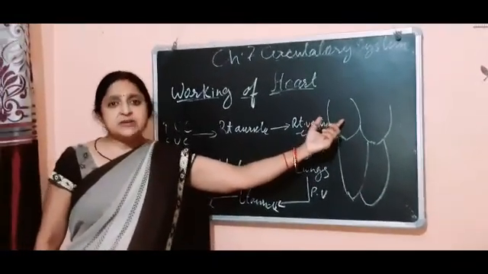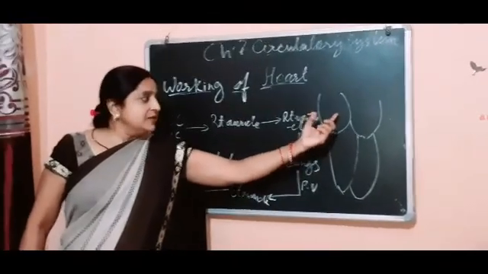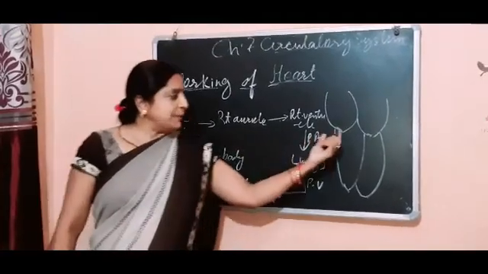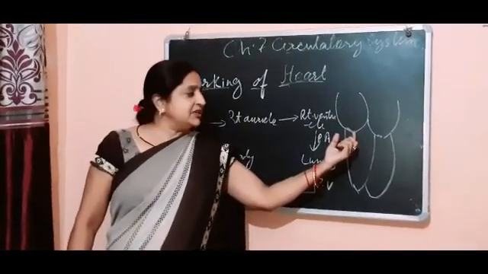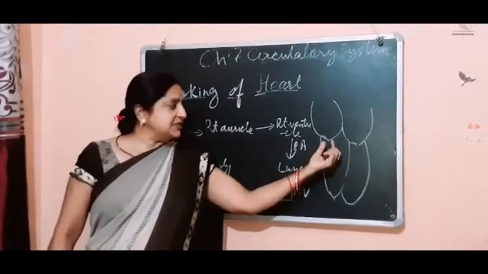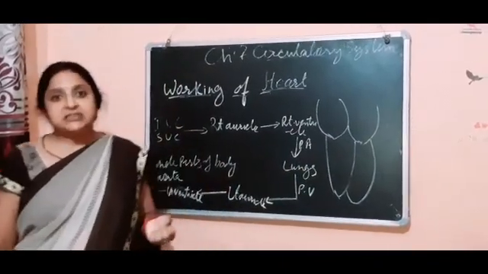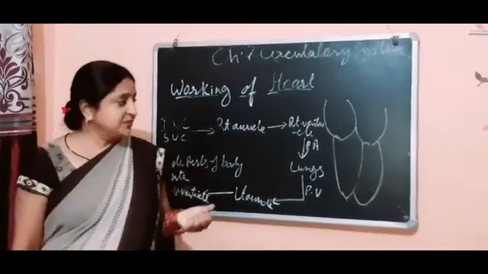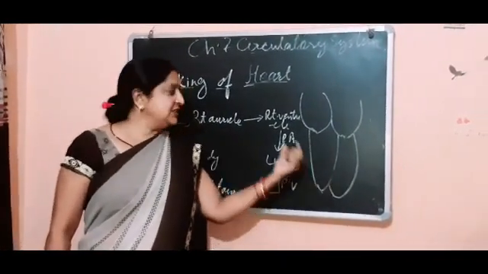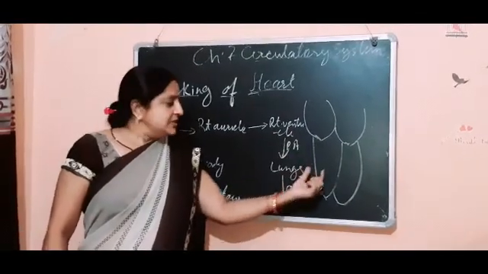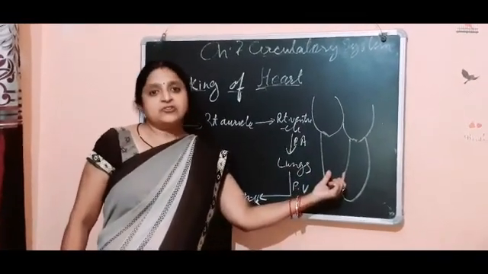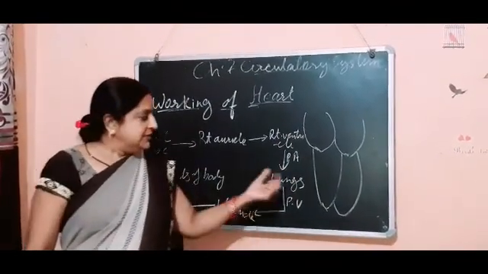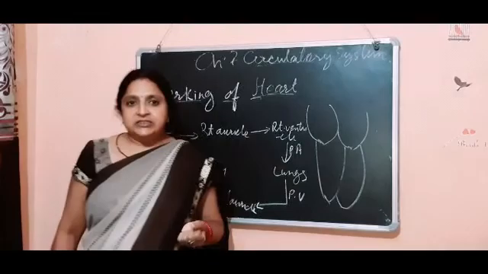And the deoxygenated blood from the right auricle comes to the right ventricle through this aperture. This aperture is called the auriculoventricular aperture, and it is guarded by the tricuspid valve, since it is on the right side. And from the right ventricle, this impure blood moves to the lungs through the pulmonary artery for oxygenation.